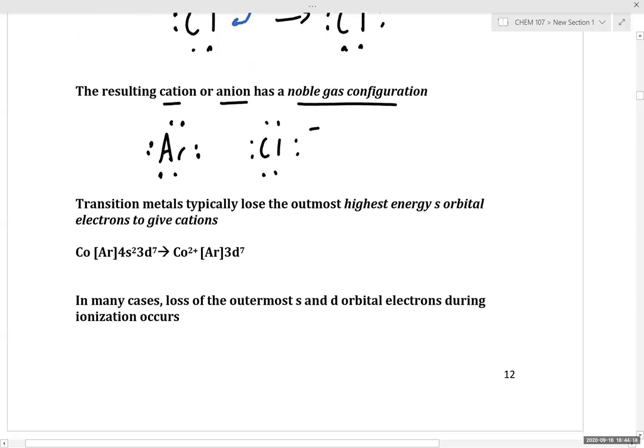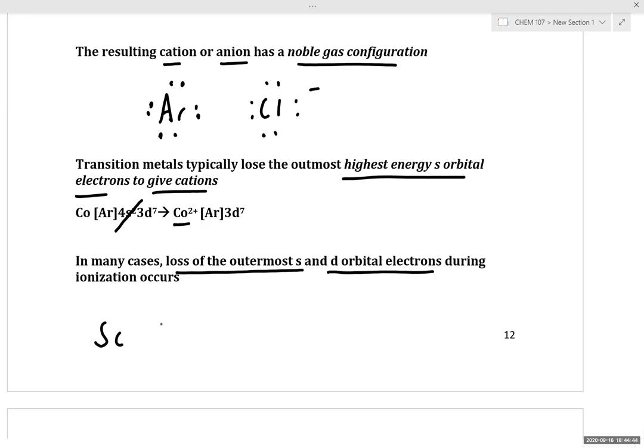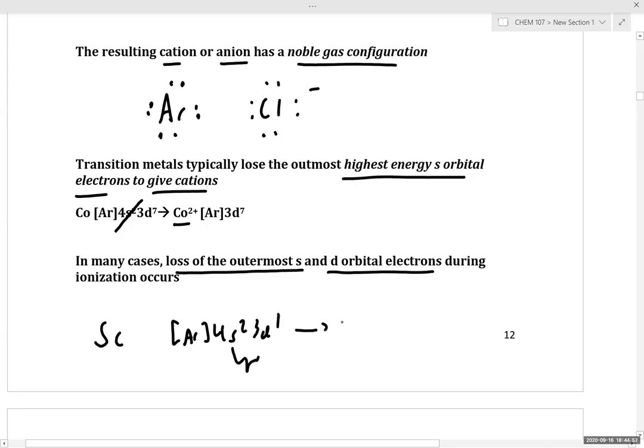Transition metals typically lose their s orbital electrons to give cations. That's why most transition metals adopt a 2+ charge as they lose their s electrons. In many cases, you can lose the outermost s and d orbital electrons. So for example, scandium, as it's pretty early in our set of transition metals, has the configuration of argon 4s2 3d1, and it can lose these valence electrons to form scandium 3+.